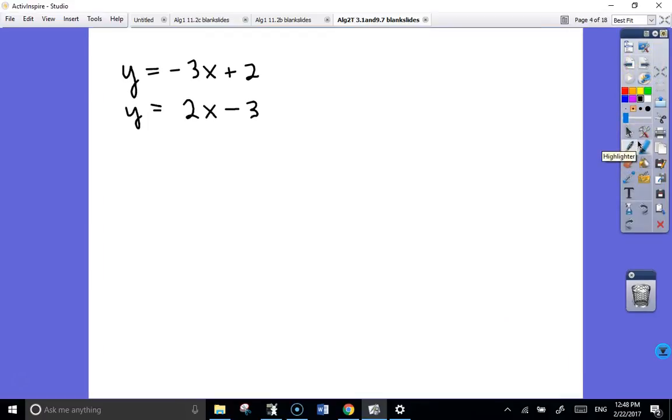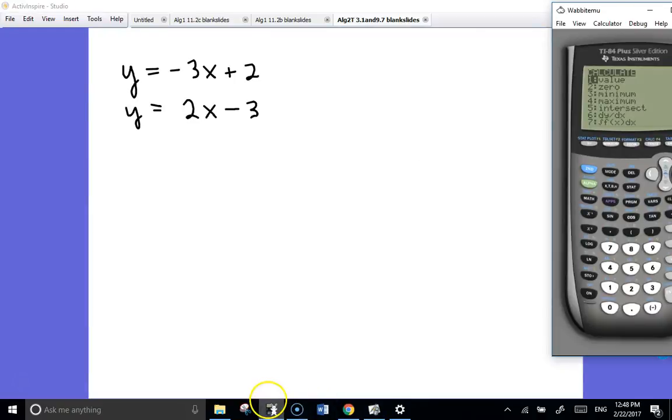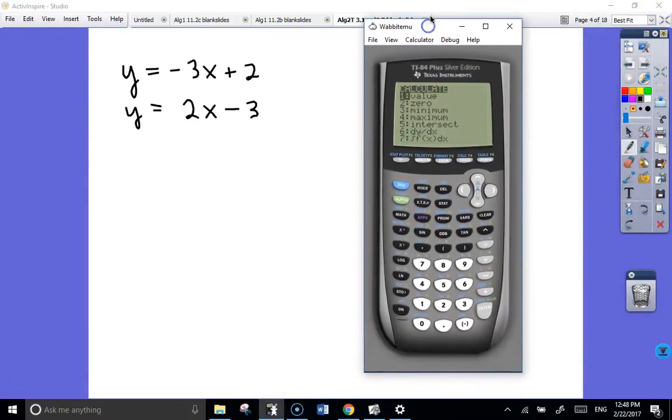So here's an example. And these two are already solved for y. So that makes it even easier. But we're just trying to practice the basic steps anyway, so that's good. So let me go up to my y1, negative 3x plus 2. And y2, 2x minus 3. Right, that was the first step. Second step?